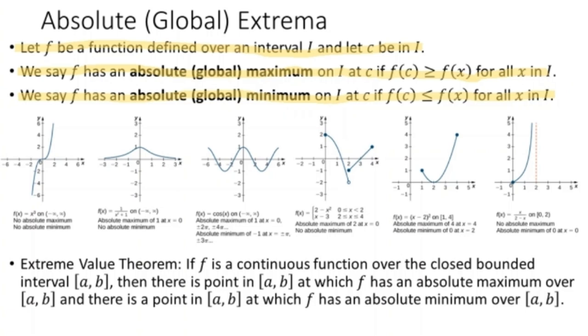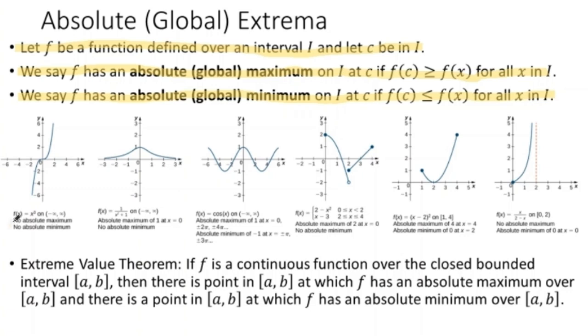One thing to keep in mind is the terms absolute and global are interchangeable. Depending on the publisher of the textbook or the writer of the material, one may prefer the term absolute while the others may prefer the term global, but they do refer to the same thing. If we take a look at the graphs below, notice how some graphs do not have absolute extrema, while some may have an absolute maximum, an absolute minimum, or both.